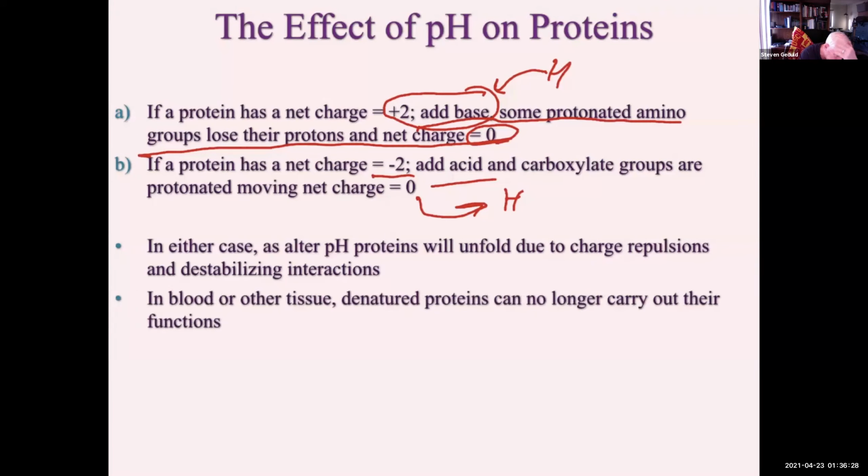In blood or other tissues, denatured proteins can no longer carry out their function. Once you change the shape, it's not going to function anymore.